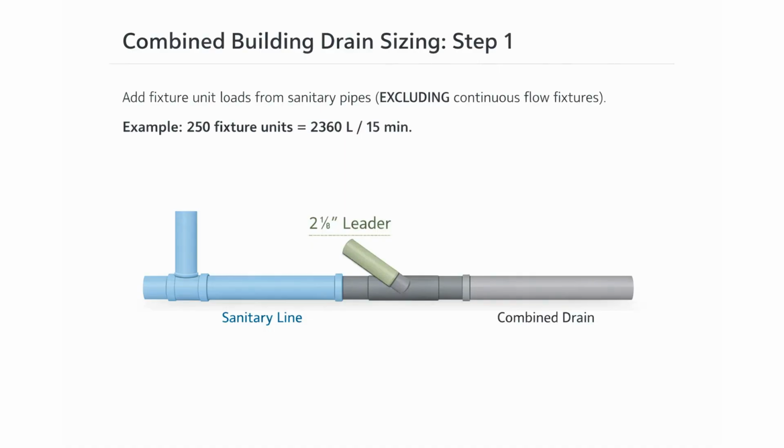Now, what happens when we combine storm and sanitary drainage? For a combined building drain, our first step is to calculate the load from standard sanitary fixtures. We add up the fixture units, excluding any continuous flow fixtures, and convert them to liters per 15 minutes. In our example, 250 fixture units convert to 2,360 liters.